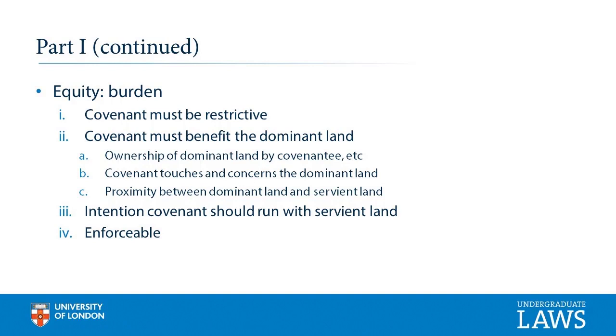A was the owner of Redacre when he covenanted with B. But if, for example, a person sells all their land to a purchaser, and the purchaser covenants not to use the land in a particular way, that covenant cannot be enforced against the covenantor's successor in title, because the covenantee, the person who sold the land, did not own any land when the covenant was made, because he had sold all of that land to the purchaser.